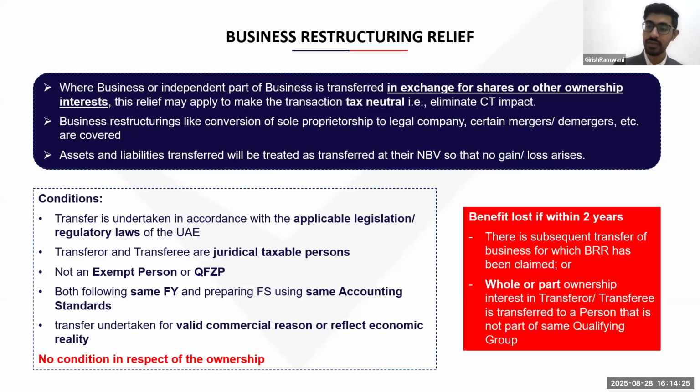So the transferor's or transferee's shares can be transferred to other persons of the same qualifying group. In that case, this benefit would not be lost. Again, here whole or part ownership is written. That means even if one share of the transferor or transferee is transferred to a person who is not a member of the same qualifying group to which the transferor or transferee belonged, in that case this benefit would be lost if even one share is transferred within 2 years. So these become some important conditions of business restructuring relief, a brief backdrop about this relief and when this is available and how it can be availed.